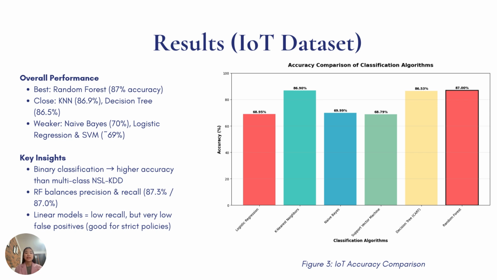So for the IoT dataset, results were stronger. Random Forest achieved 87% accuracy, with KNN and decision tree close behind at about 86.5%. Naive Bayes, logistic regression, and SVM performed weaker, around 69% to 70%. The key takeaways are that binary classification is simpler, leading to higher accuracy overall. The tree-based algorithms capture sensor correlation effectively, while linear models had low recall but very low false positives, which can be useful in strict systems.